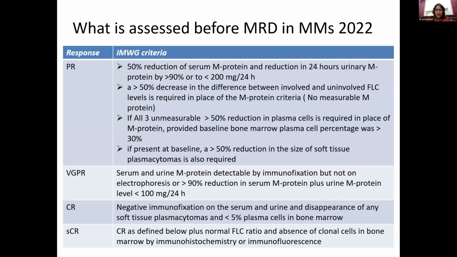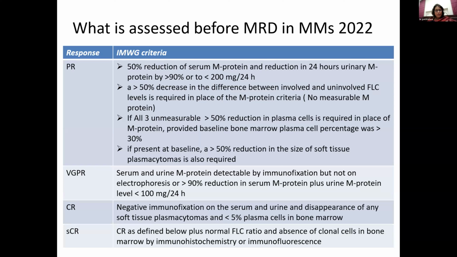What we want is CR and VGPR. Very good partial response is where there is more than 90% reduction in the M band, or absence of M band with only immunofixation being positive, which is 10 times more sensitive than the M band. And then comes the CR, or complete response, where the immunofixation is also negative and the bone marrow shows less than 5% plasma cells. But we do not know whether these plasma cells are clonal or non-clonal.